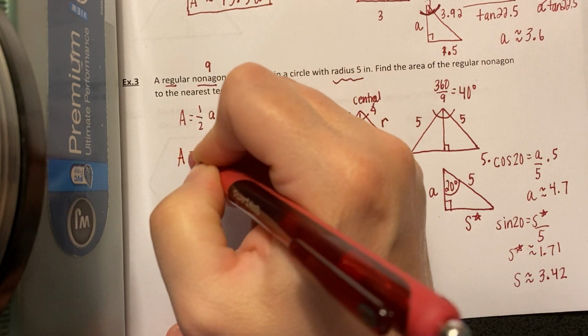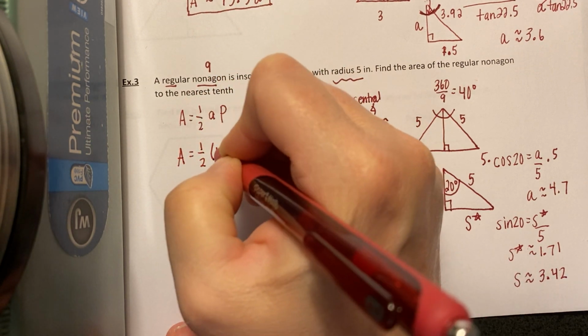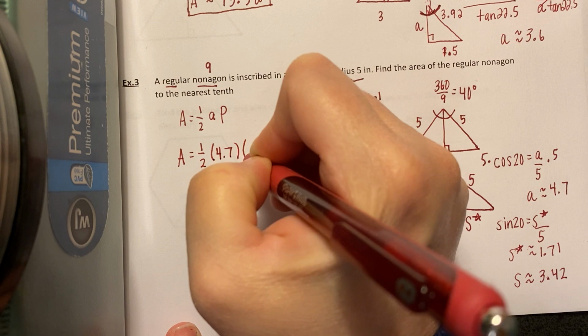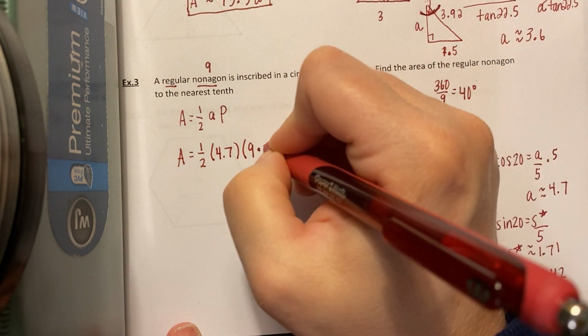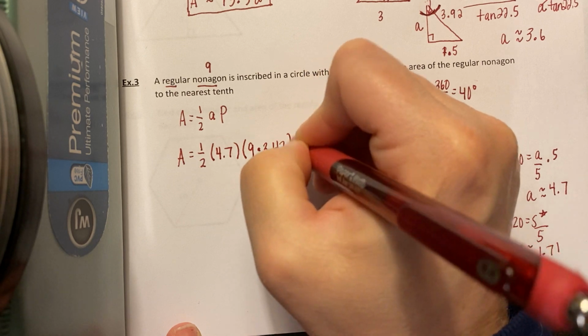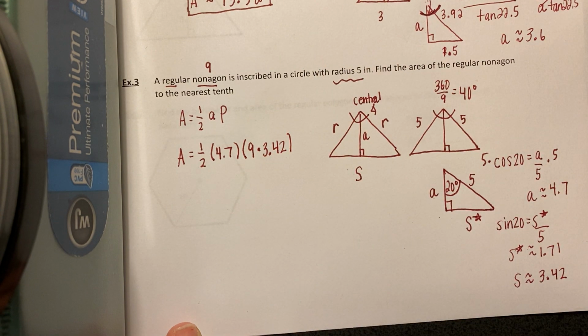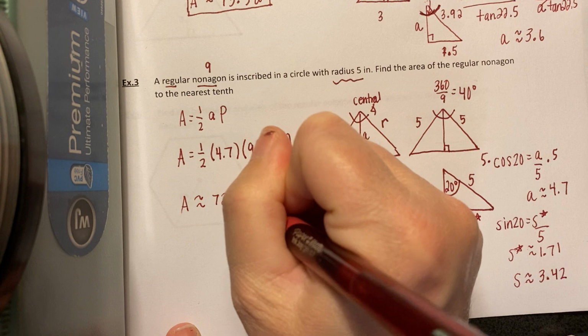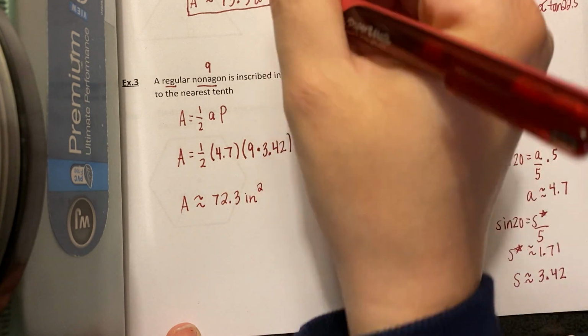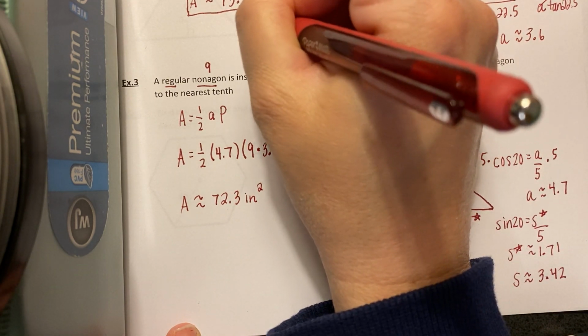All right, so A is 1/2. Remember, my apothem is about 4.7. Now my perimeter, this is a nonagon, so it's 9 sides of 3.42. And then you're just going to multiply it all together. Times 9 times 4.7 divided by 2, or times 0.5, and it's about 72.3. I think this one had inches squared. Actually, going back to this one, I think it had centimeters squared.